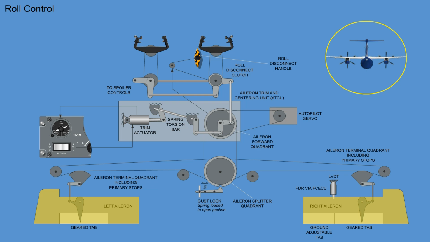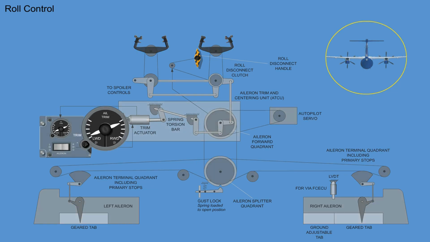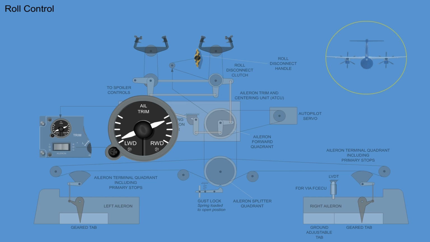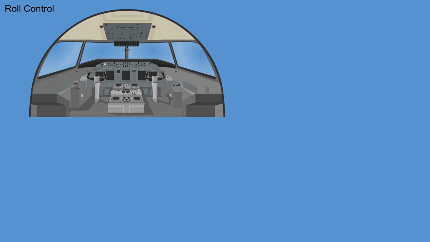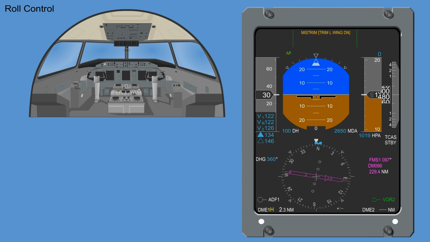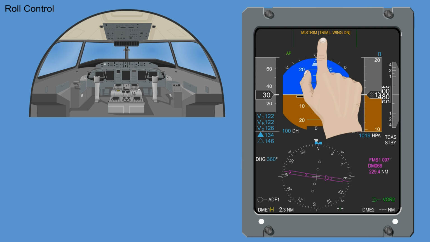Therefore, aileron trim is accomplished by deflecting both aileron control surfaces. The neutral position of the control wheel is also repositioned. The amount of trim is shown on the aileron trim indicator of the center console. When the autopilot is engaged and aileron trim is required, "mistrim, trim left wing down" or "mistrim, trim right wing down" is shown on the primary flight display, PFD.